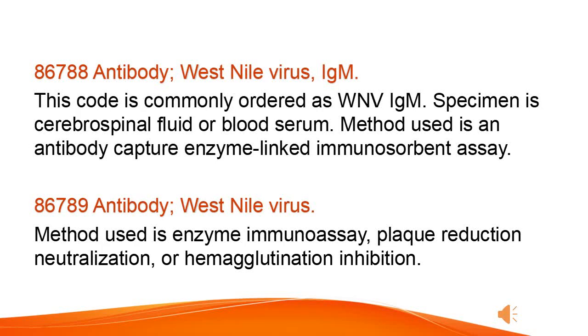Antibody, West Nile virus, IgM. This code is commonly ordered as WNV IgM. Specimen is cerebrospinal fluid or blood serum. Method used is an antibody capture enzyme-linked immunosorbent assay. Antibody, West Nile virus. Method used is enzyme immunoassay, plaque reduction neutralization, or hemagglutination inhibition.